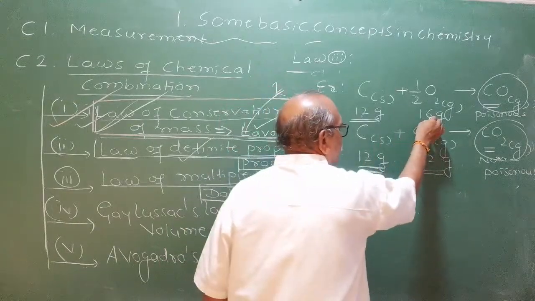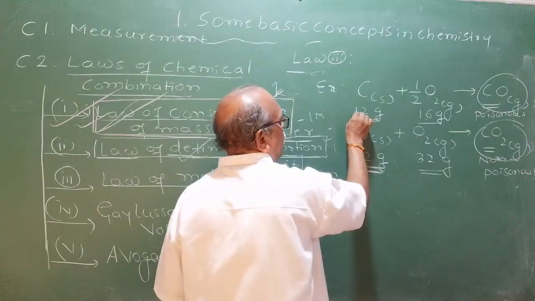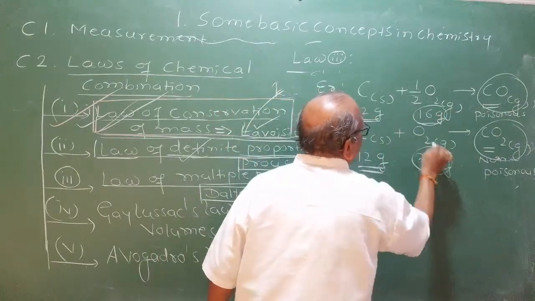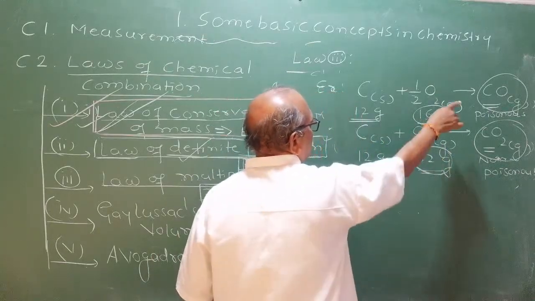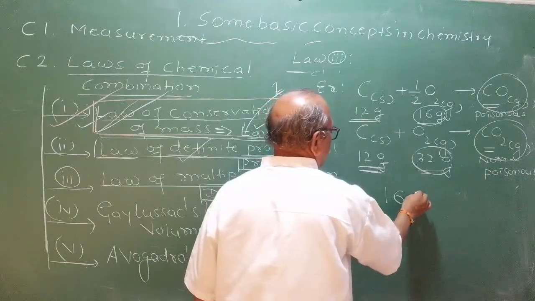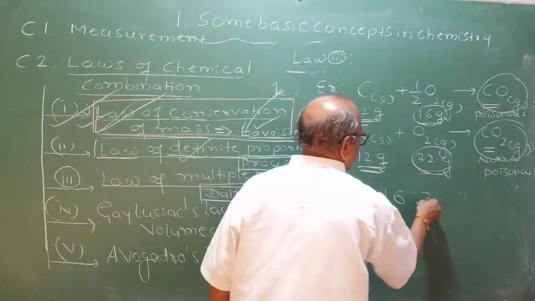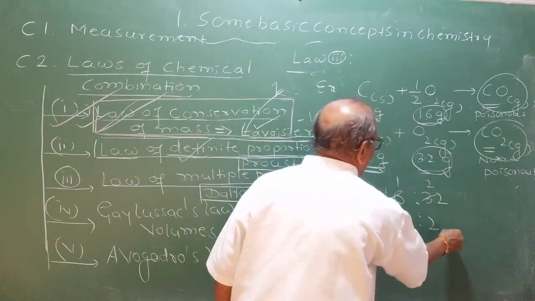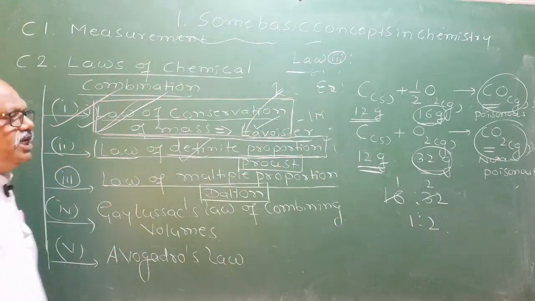So the mass of one of the elements, oxygen, combines with the fixed mass of another element. Right? These two bear a simple whole number ratio. That is, in the formation of carbon monoxide, the mass of oxygen is 16 grams, and the mass of oxygen in the formation of carbon dioxide is 32 grams. It will be a 1:2, a simple whole number ratio. Try to understand the meaning of it.